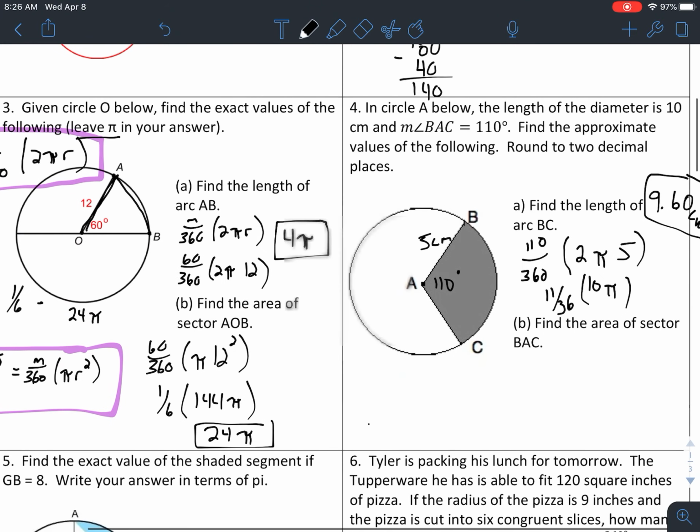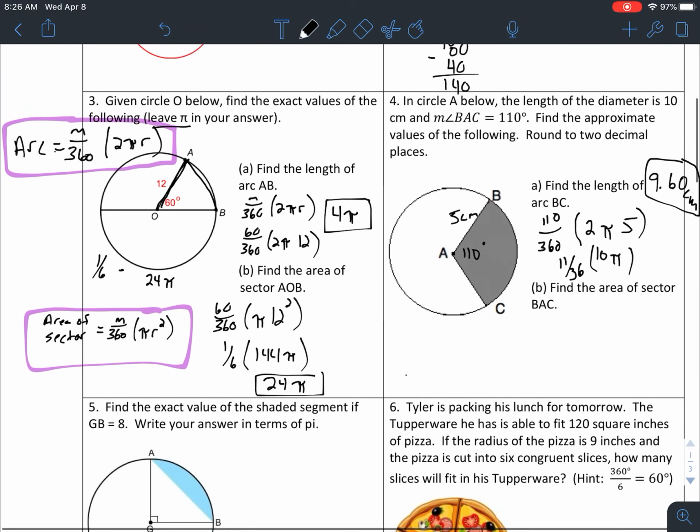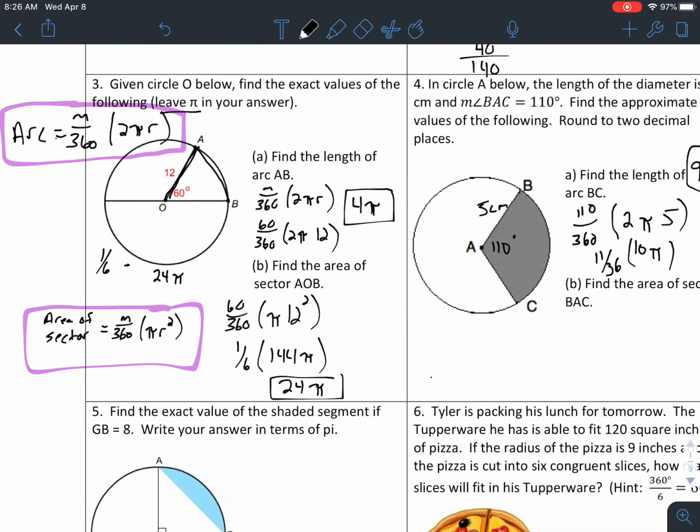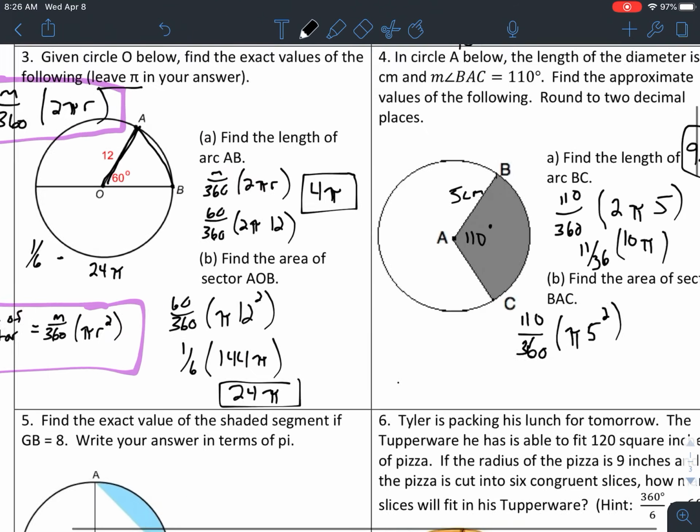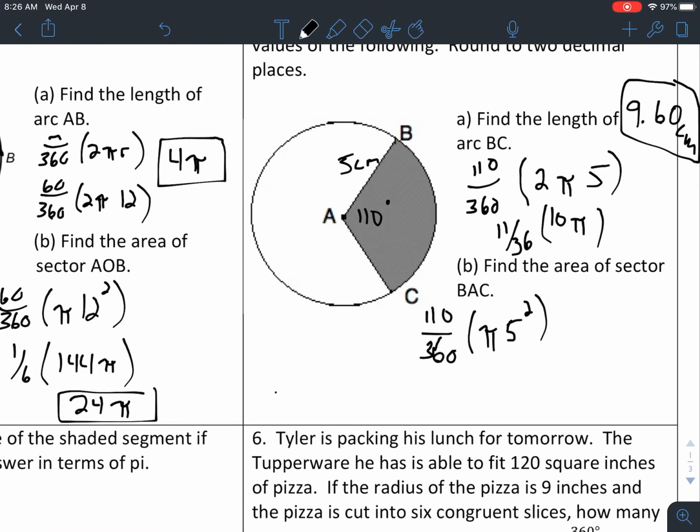Find the area of sector BAC. Okay, so area of this one. Once again, we see the formula over there on the side. So it's going to be just plugging the numbers in again. 110 over 360 times pi times 5 squared. Now, 5 squared is just 25 because it's 5 times 5.